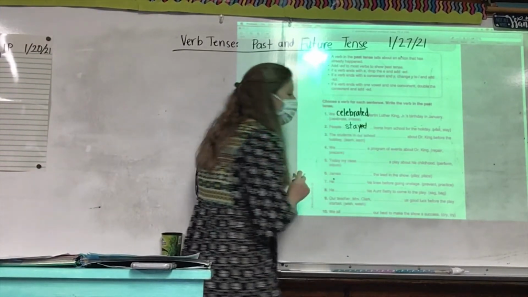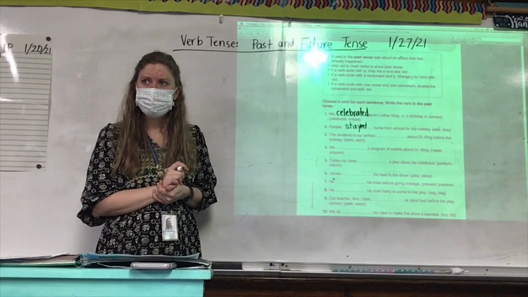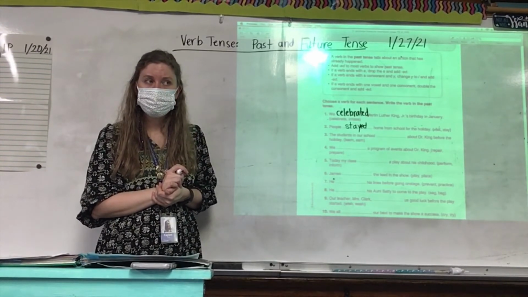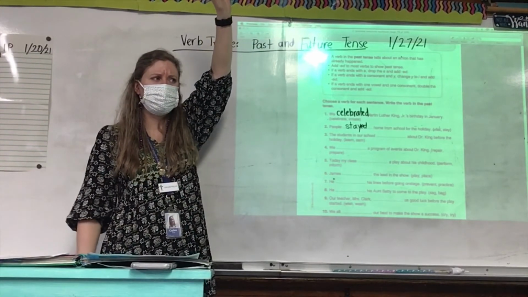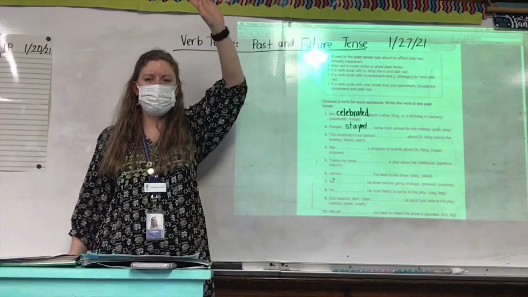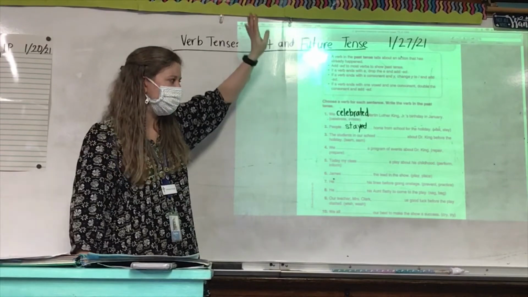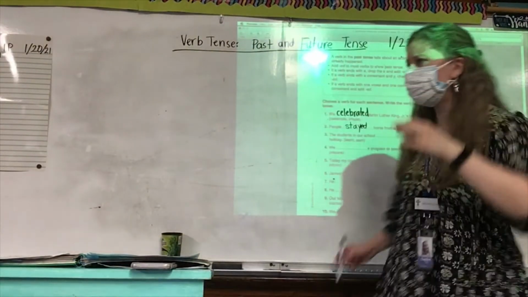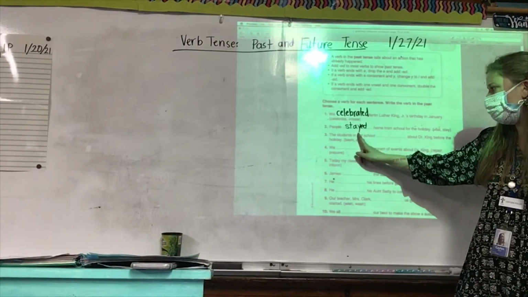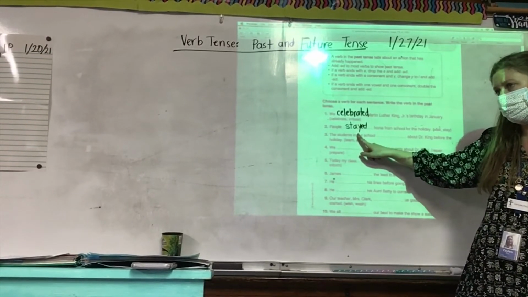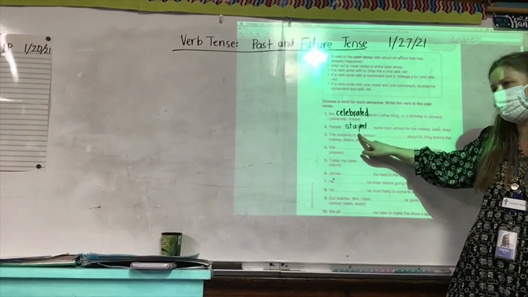Why are we not changing the Y to an I? It is past tense. Somebody help them out. Why are we not changing Y to I? I thought if a verb ended with Y, we have to change it to I and then add ED. Why are we not changing Y to I here? Aaron? It has to end with a consonant, then Y. And what comes before this consonant, Aaron? What comes before the Y in stay?